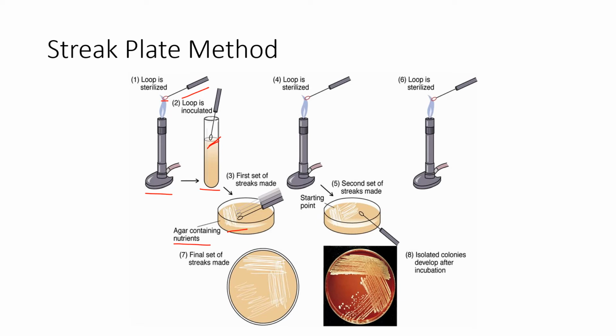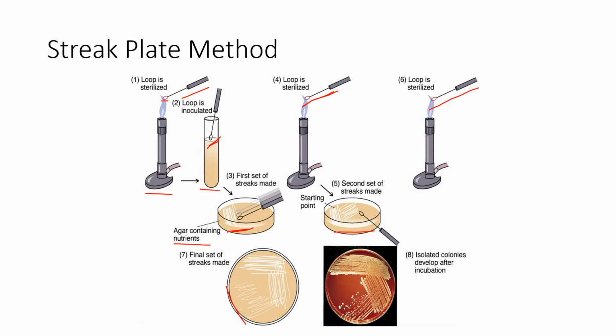After you have made your first streak, you flame your loop again, because what you're trying to do is dilute out the bacteria, so you don't want to add more bacteria. Once the loop is cool, then you do your second streak. After you do your second streak, you will sterilize your loop again and do your third streak.